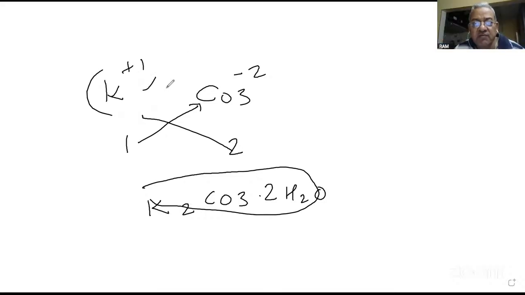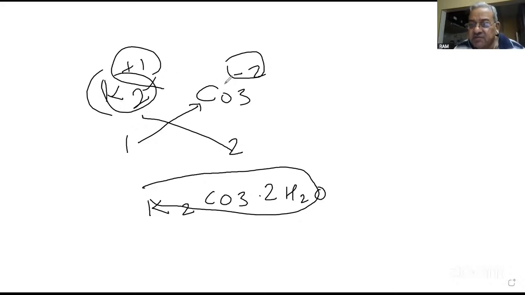We have to match this valency. There can be 2 atoms of potassium, so that 2 plus and 2 minus will be neutralized. Are you able to grasp something?